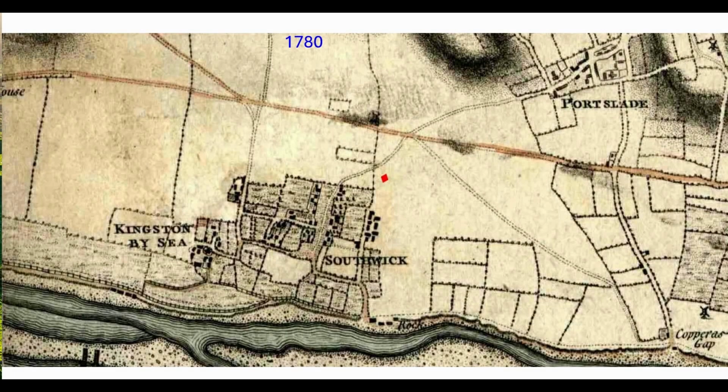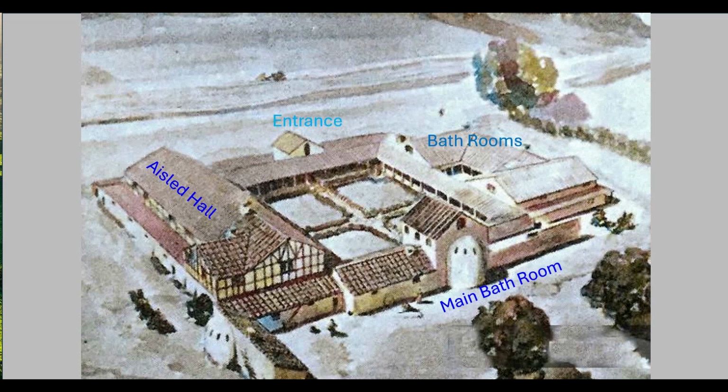The villa does not appear on the 1780 Yeakel and Gardner map, but notice that Roman Crescent is the only local road at this time, and the villa is aligned with it. This shows the building layout. There is some archaeological evidence to suggest that a second entrance existed on the south side.